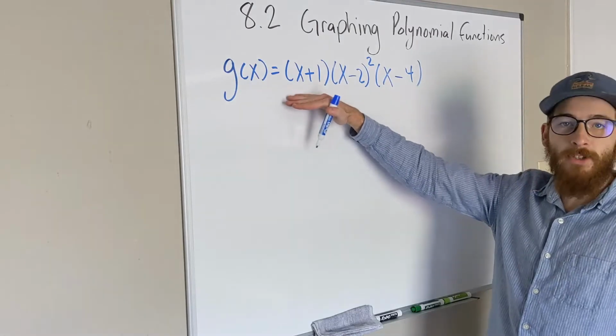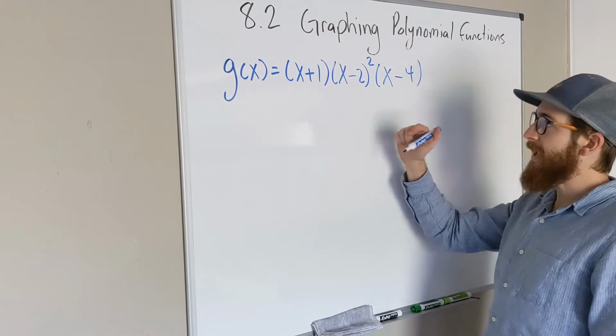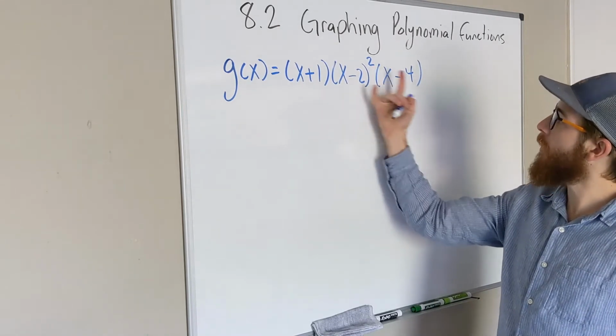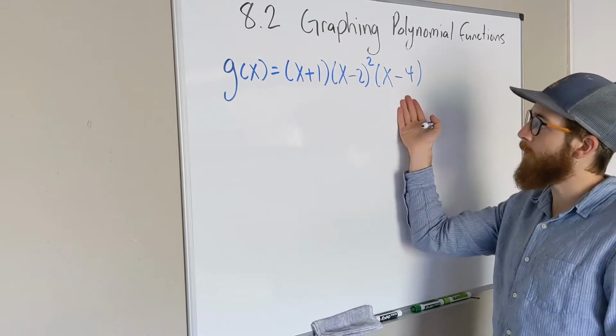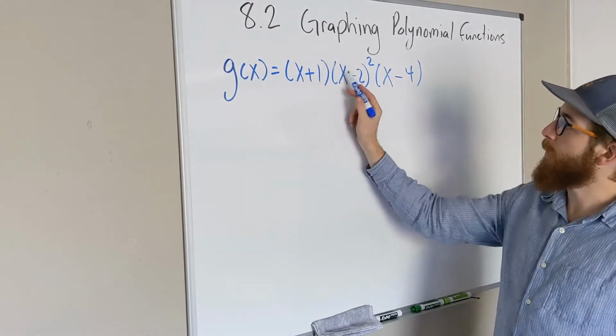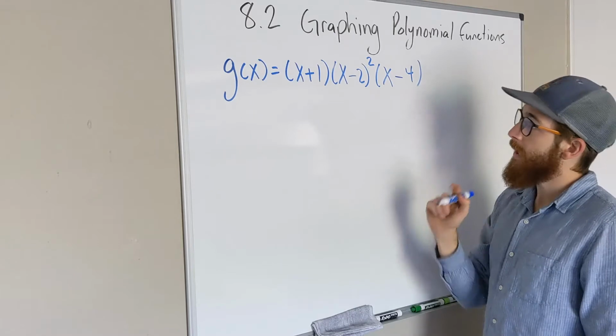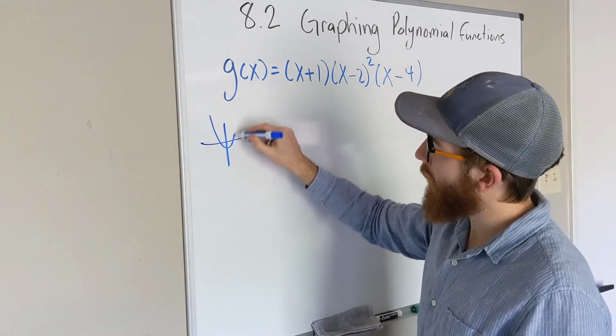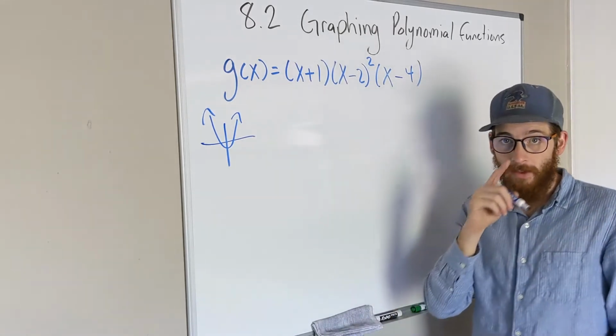Graphing, except this time it's already factored, and it's fourth power because there's 1 here, 2 here, and 1 here, so that's a total of 4. And it's also positive because there's no negative in the front, and so we know that our graph in the long run will look something like this.